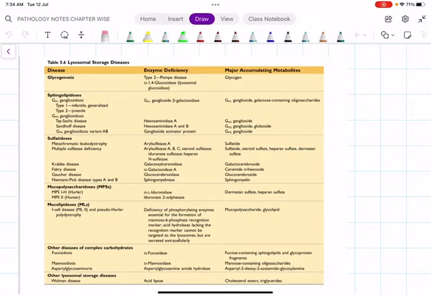asked from this genetics, because they will give clinical case scenarios. The in-depth detail of all these lysosomal storage disorders we will see in the subsequent videos. But now I have to focus only on this table.